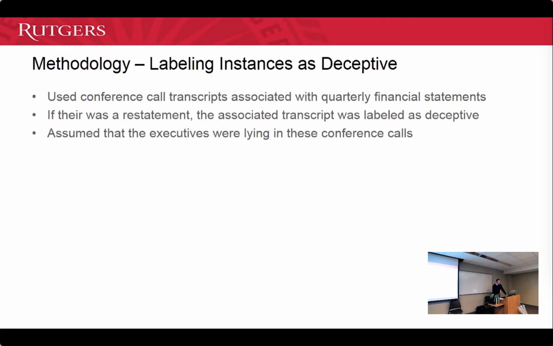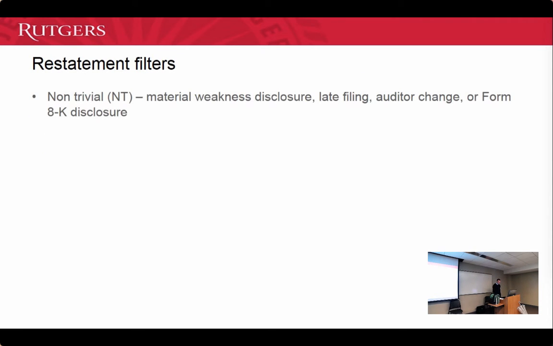Okay, so here's the controversial part, right? So how do they label a transcript as deceptive or not? So does anyone want to go through it? How did they label a transcript as deceptive? Do you remember? Go ahead. Well, I have in my notes that they follow 4 approaches. The first one is they label a restatement as deceptive if it involved a disclosure of material weakness, auditor change, a late filing, or an 8-K filing. So that's one way.